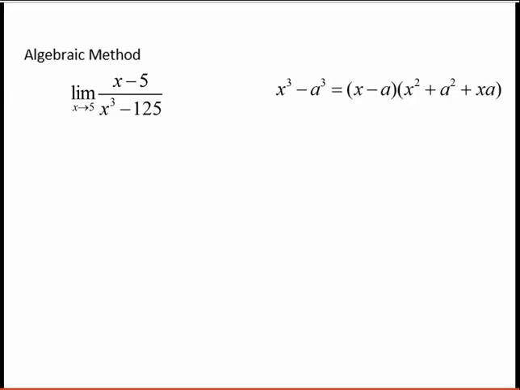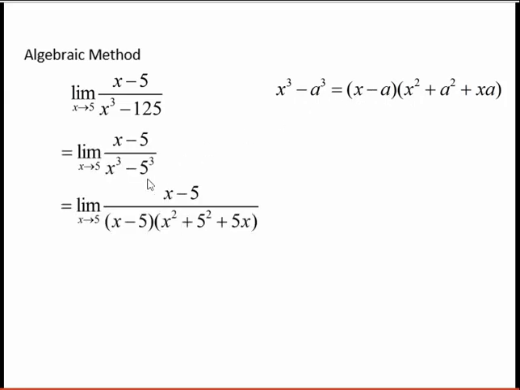We may apply this form, x to the 3 minus a to the 3. So 125 can be written as 5 to the 3. So your a is 5, you write x minus a, then x squared, a squared, and ax. So you get this. Now x minus 5 will cancel out.